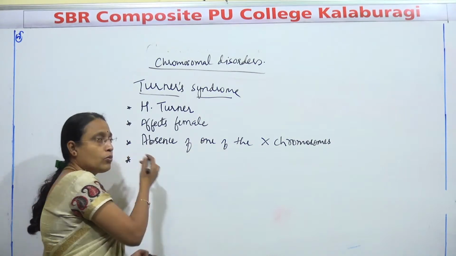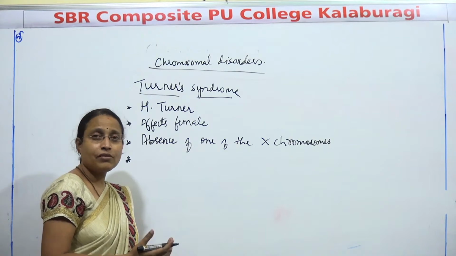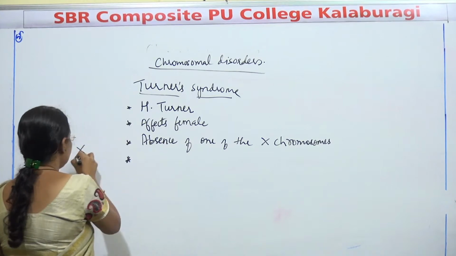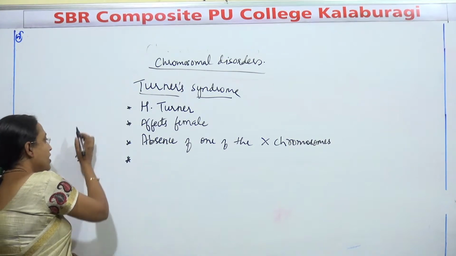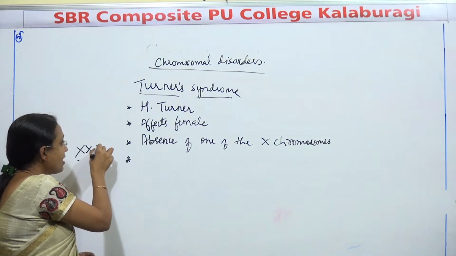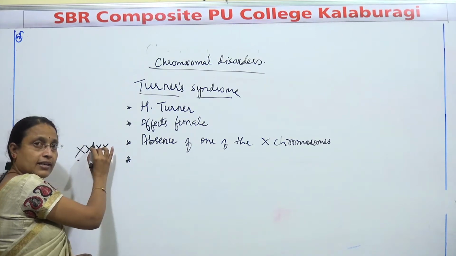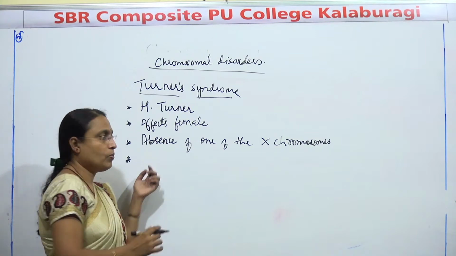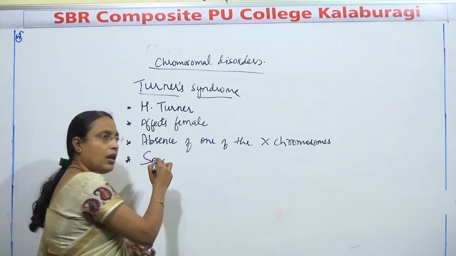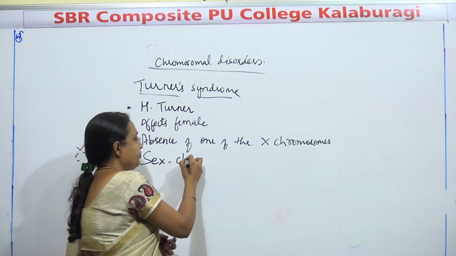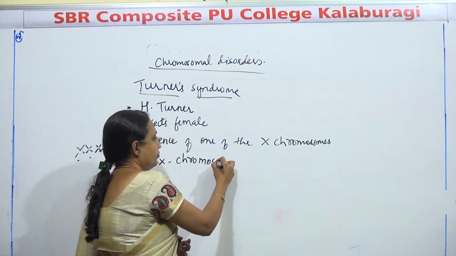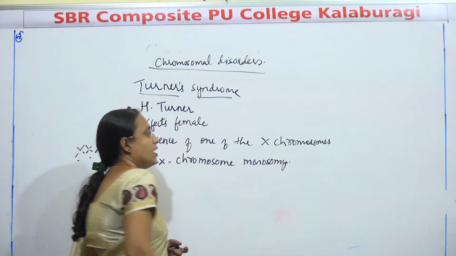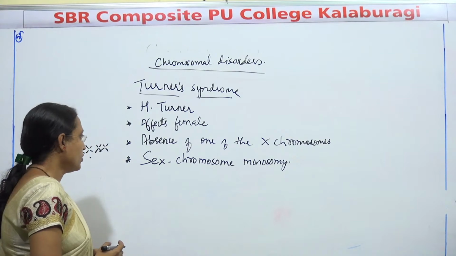So now you know the X chromosome is nothing but the sex chromosome, and it's called allosomes. Now normal is this one, a homologous pair. If one is missing, monosomy. If an extra one is there, trisomy. Tetrasomy. Nothing is there, nullisomy. So here it is sex chromosome monosomy, or allosomal monosomic condition. It's called sex chromosome monosomy.